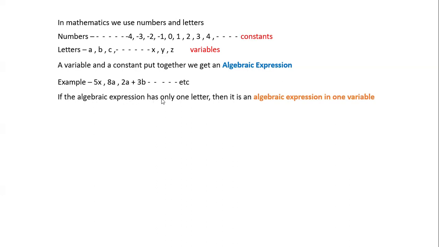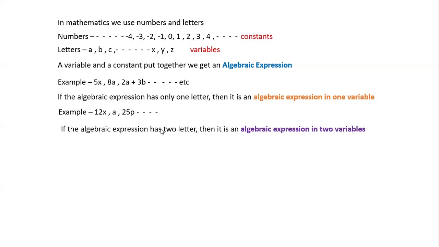If the algebraic expression has only one letter, then it is an algebraic expression in one variable. This expression has only one letter, therefore it's an algebraic expression in one variable. This is also in one variable. For example, 12x, a. a means 1a. The number used is 1 here, so instead of writing 1, we simply write a. It is understood. 25p: p is a variable and 25 is a constant. So this is an algebraic expression in one variable.